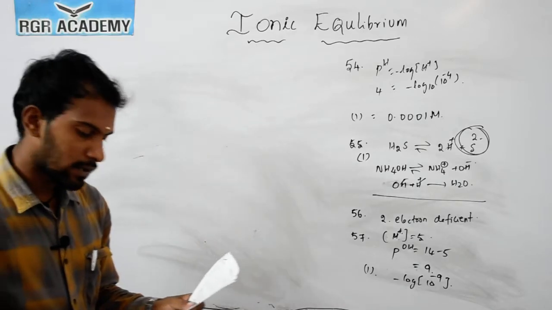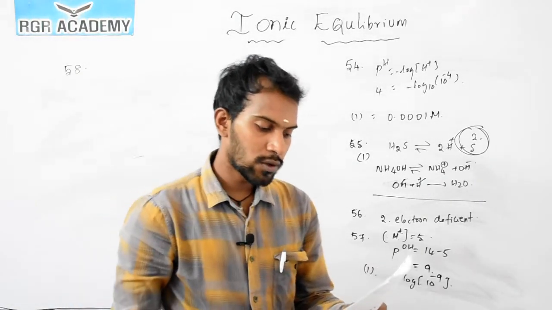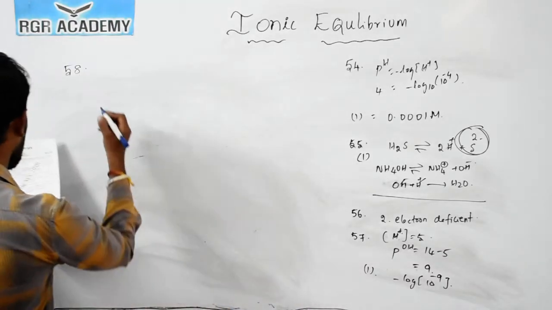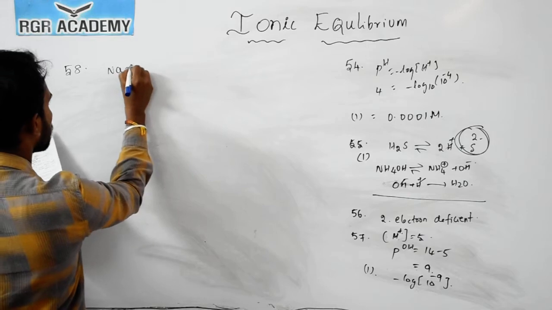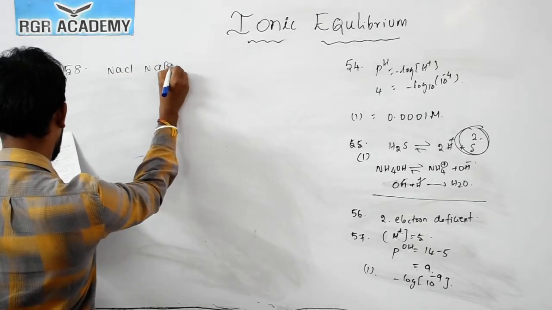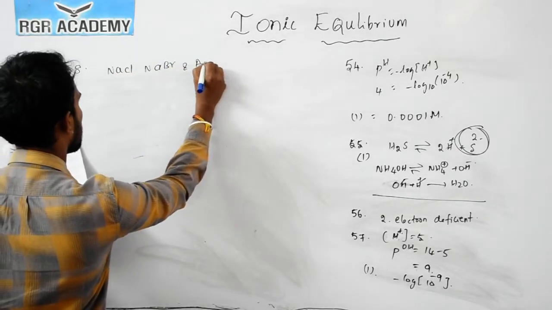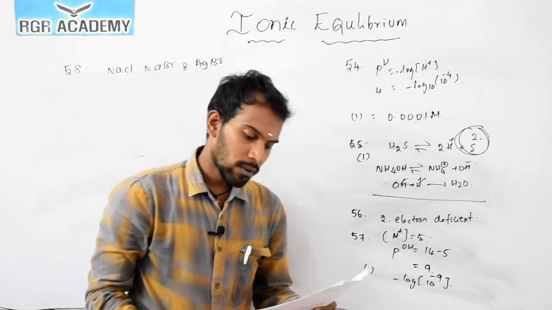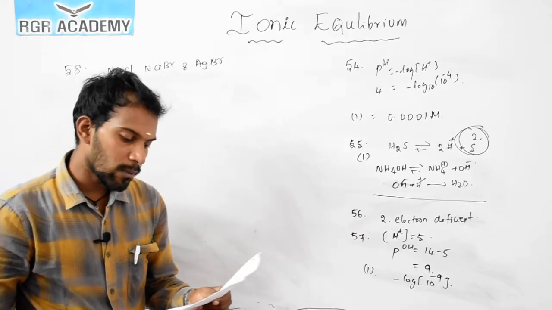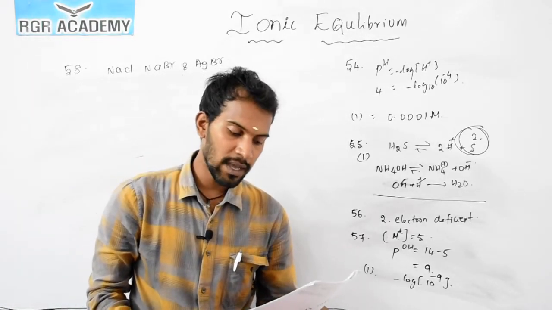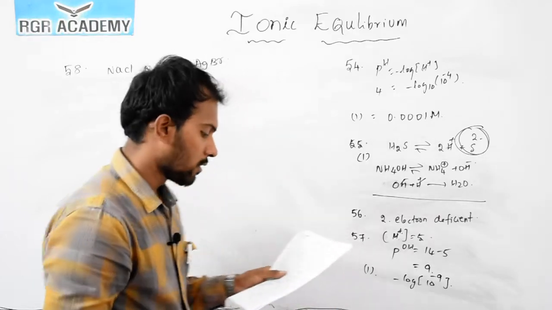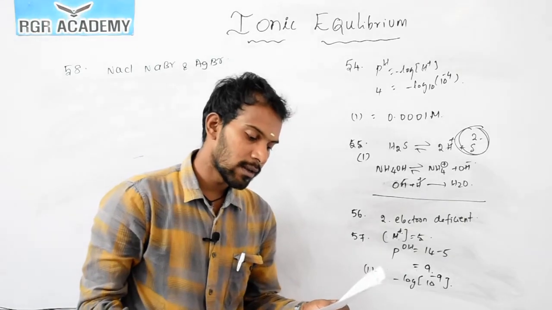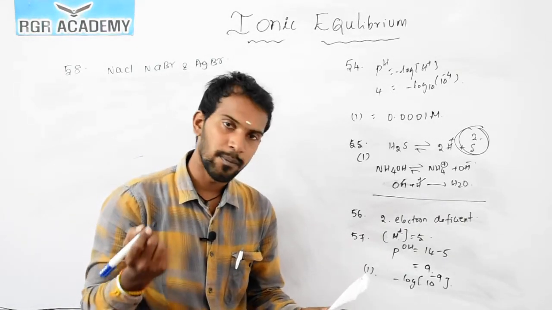So it's a statement based question. Addition of silver nitrate to the mixture of aqueous solution of NaCl and NaBr. Statement 1: the mixture will first precipitate AgBr rather than AgCl. The statement 2 is Ksp of AgCl is greater than Ksp of AgBr.